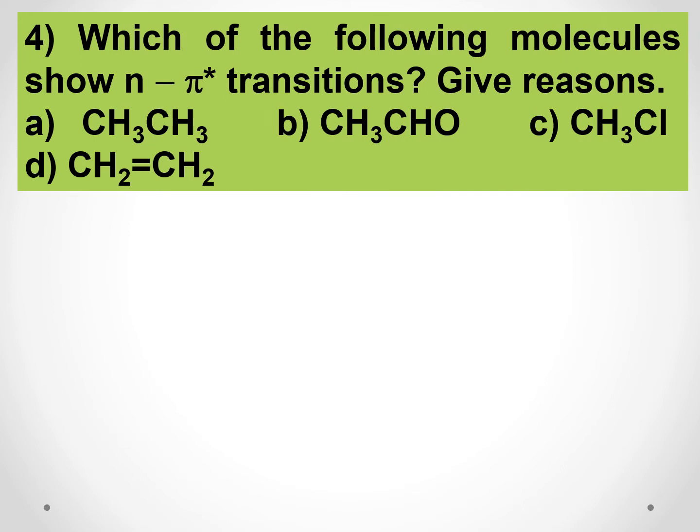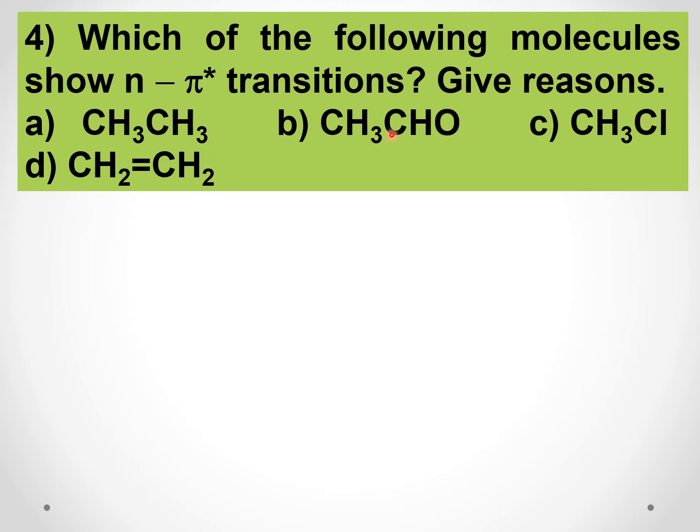Let us look at this question. Which of the following molecules show N to pi star transitions? Give reasons. You are given four compounds. Let us look at each. This is ethane. For an N to pi star transition, the essential condition is carbon multiply bonded to a heteroatom, oxygen, nitrogen, sulfur, etc. Here there are no heteroatoms, here also there are no heteroatoms, so these two will not give it. Here there is a heteroatom, but there is no multiple bond. It is CH3 single bond Cl.